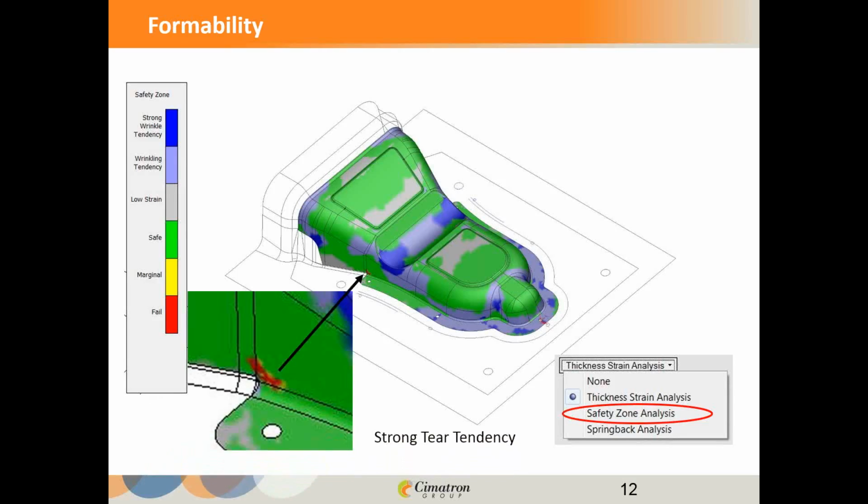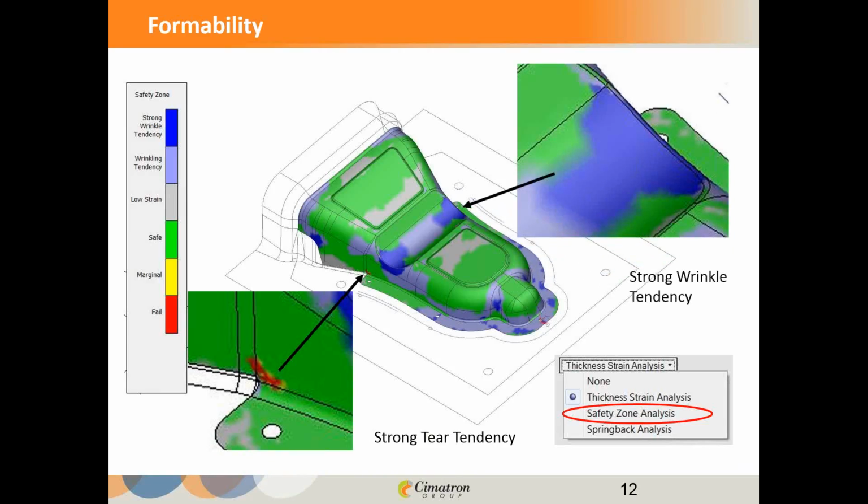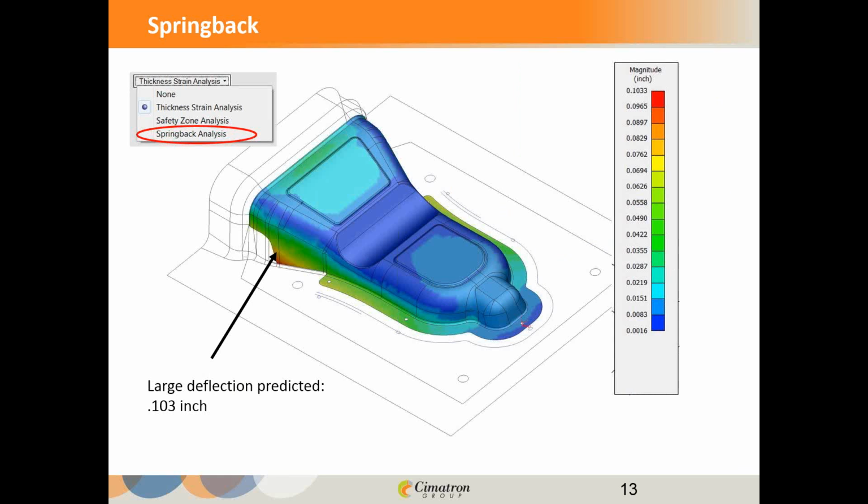So here's the safety zone analysis, as you can see it diagrammed. Looking at that trouble area, sure enough, like expected, there's a strong tear tendency. Most likely that's going to fail in that area. Whereas in other areas, there's a very strong wrinkle tendency. The problem also exists in that they're very close together on the part geometry. And then looking at the spring back, running this analysis, we find that it anticipates the trouble area to be about 103 thousandths out of spring back.